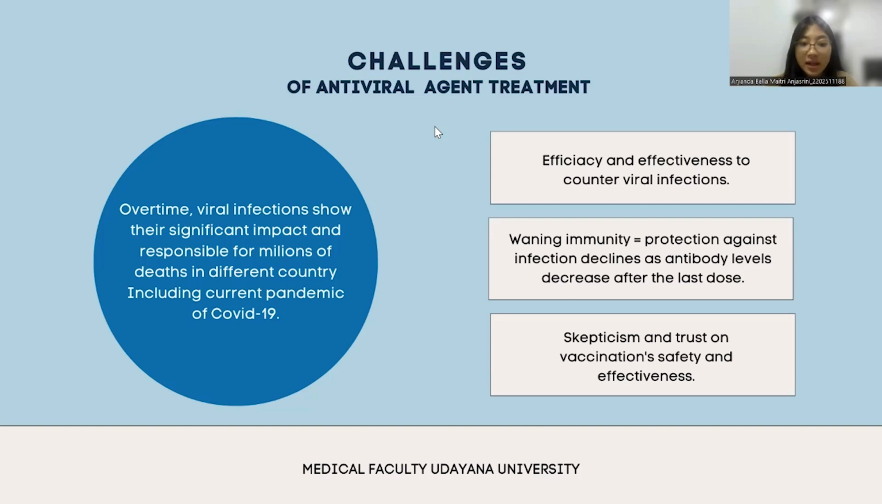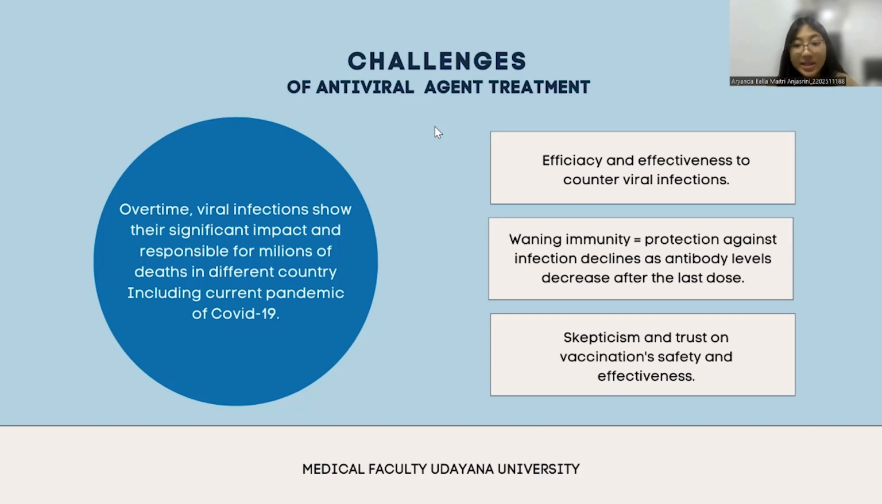For coronavirus itself, as an RNA virus, they possess the ability and morphology that allow them to do ultra-fast mutation, for instance in the spike protein, resulting in a higher transmission rate for the new strain compared with the original ones. And the second one is waning immunity, which is the condition when our body's protection against infection declines as antibody levels decrease after the last dose.